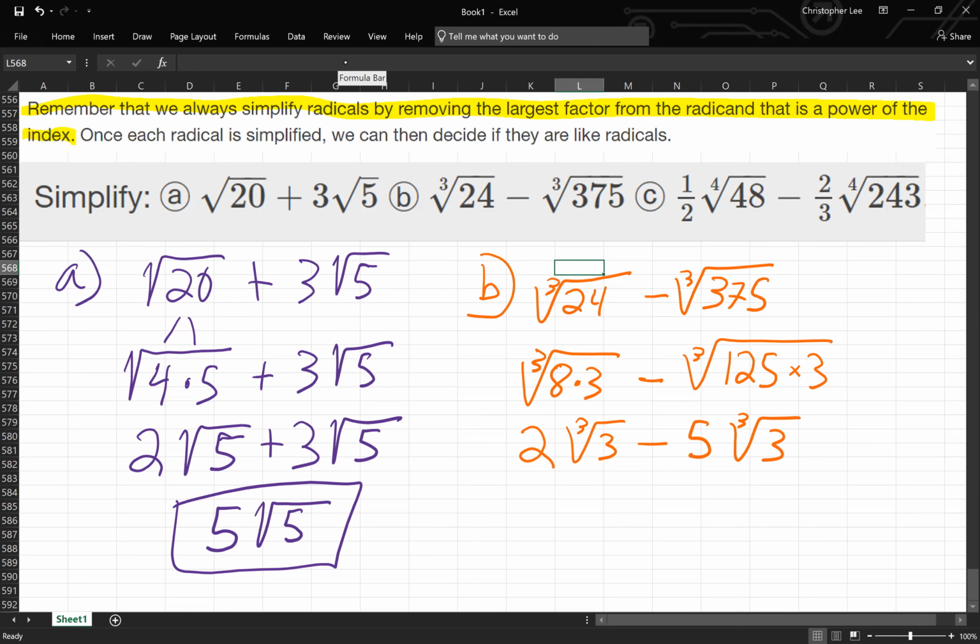Now I notice they have the same index, same radicand, so I can just deal with the coefficients. So 2 minus 5, what's that? Close. -3 cube root of 3. And that's it. That's the answer.